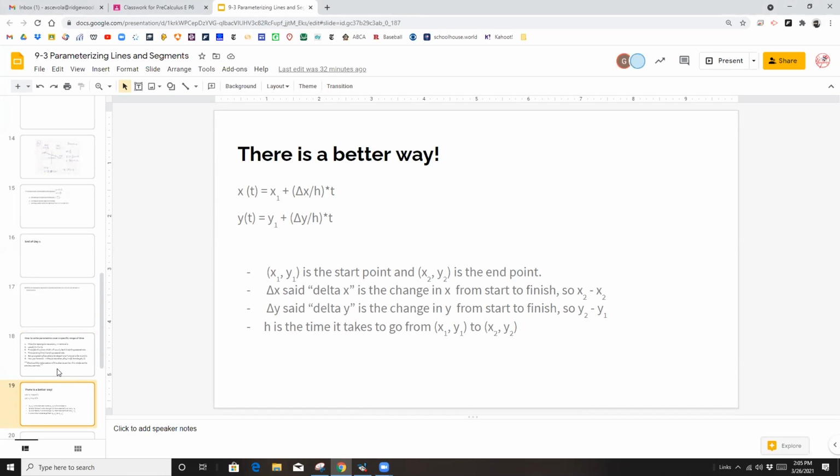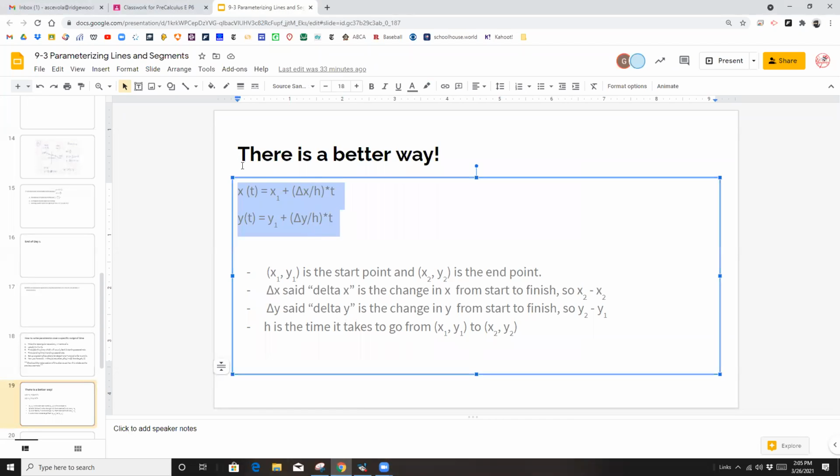But in general now, when we write the parametric equations for a line segment, we could just use this as our model. And I always give this to you. You can use your open notes if you ever have a test on this stuff. So when you're writing a line segment from one point to the other, if x1, y1 is the starting point, and x2, y2 is the end point, x of t is going to be the starting point plus the change in x. So from the starting point to the end point, what's the difference in x divided by h, where h is the length of time it takes to go from the starting point to the end point.